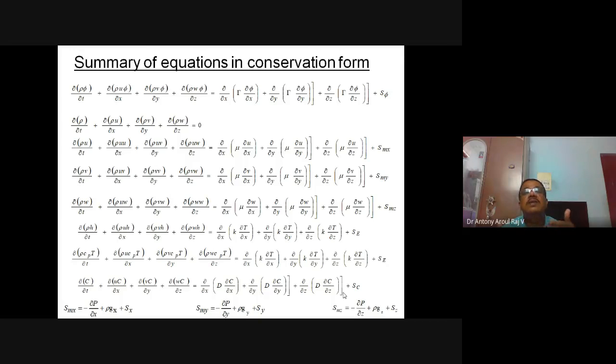That means you will have a continuity equation for the same node, a momentum equation for the same node, an energy equation for the same node, and the concentration equation also for the same node. That is how it is going to be. So in CFD you will have a number of overlapping physics.